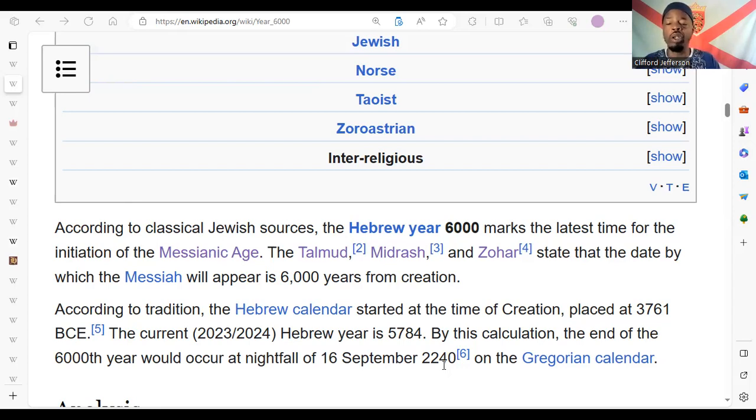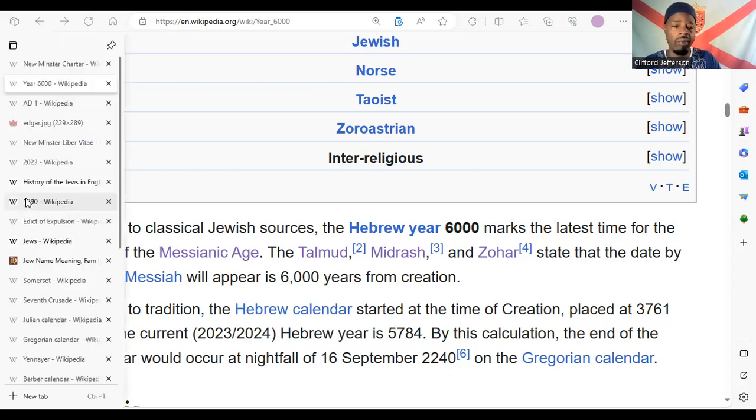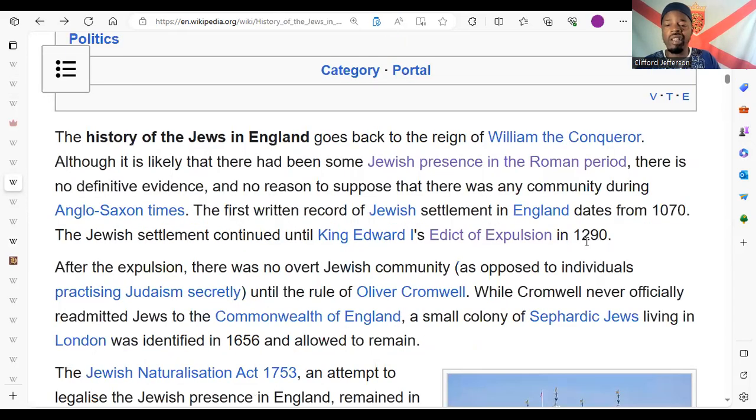So the year 2240 in the Gregorian calendar, in the Berber year, is symbolic to the time that the Jews were expelled from England in 1290. When did it say the Jews were expelled from England in 1290? It says 1290. King Edward I of the Plantagenet crown expelled all the Jews in what we call the Edict of Expulsion. This is historical records.